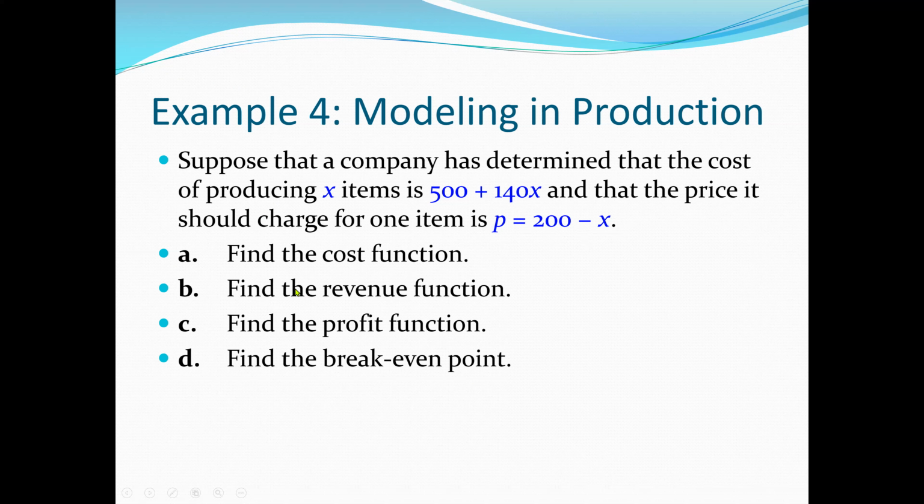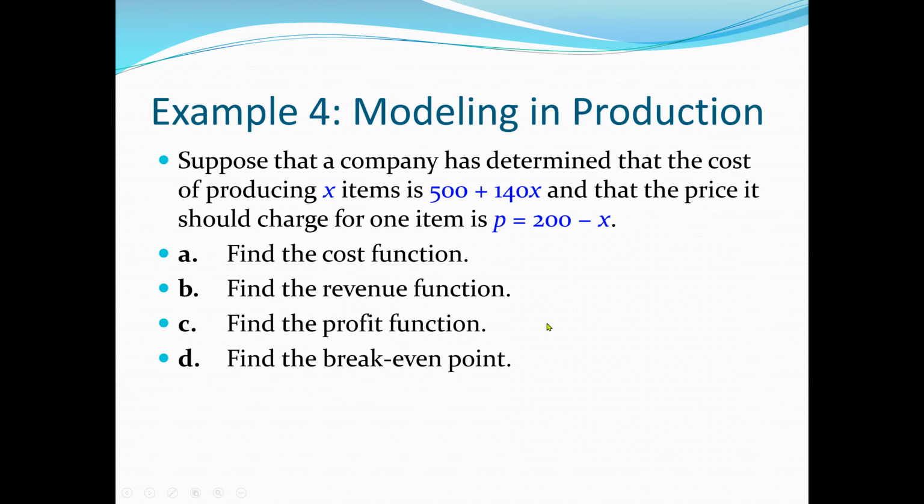Now the first question says we should find the cost function. The cost function, we have already seen here. They say the cost of producing is 500 plus 140x. And also the revenue function, which will be the price times the number of units sold. And find the profit function: we subtract the cost from the revenue. Then find the break-even point: we equate the cost to the total revenue.